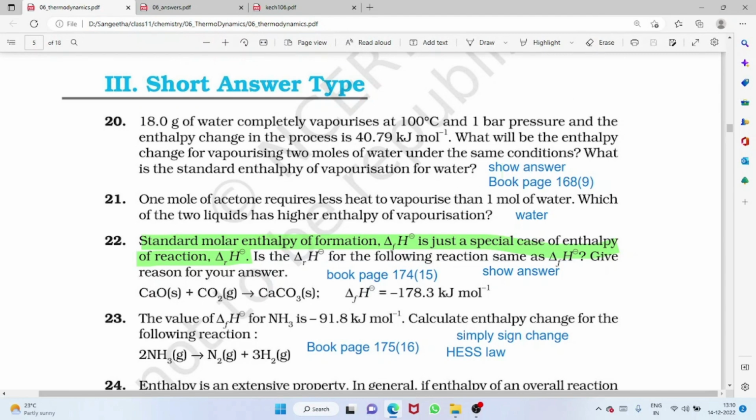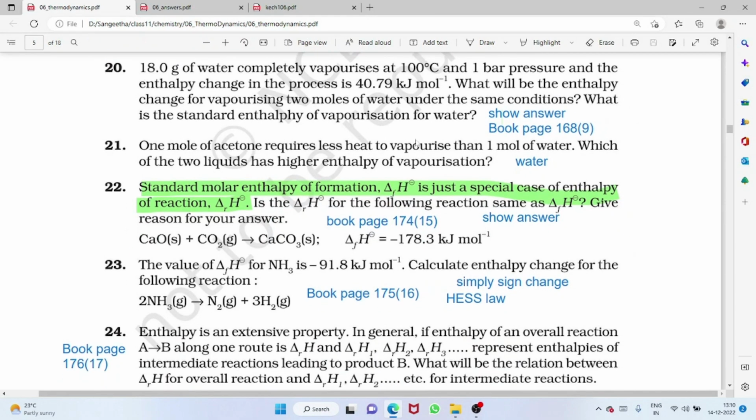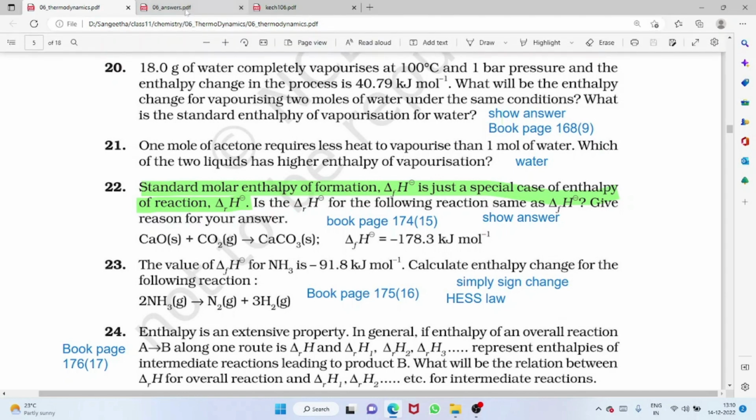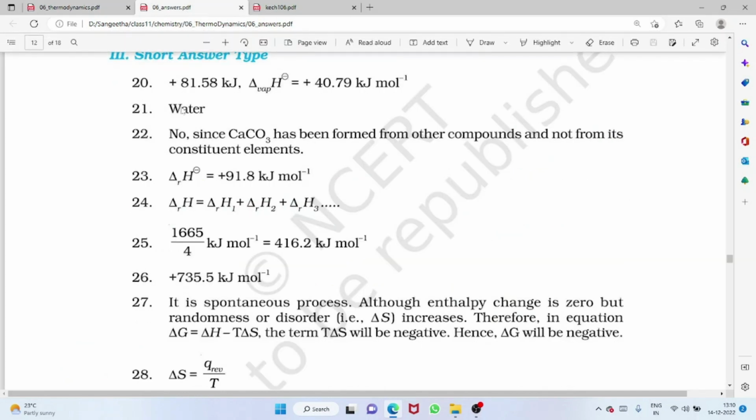The book also, on this page, has given a similar type of question. 1 mole of acetone requires less heat to vaporize than 1 mole of water. Which of the two liquids has the higher enthalpy of vaporization? Water has the higher enthalpy because it has hydrogen bonds.